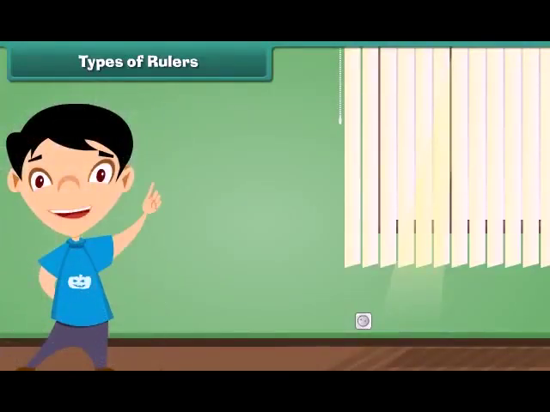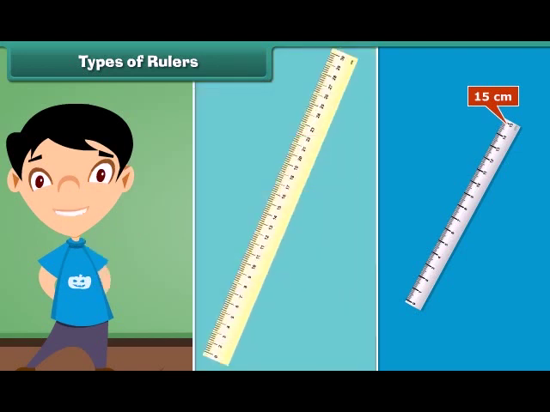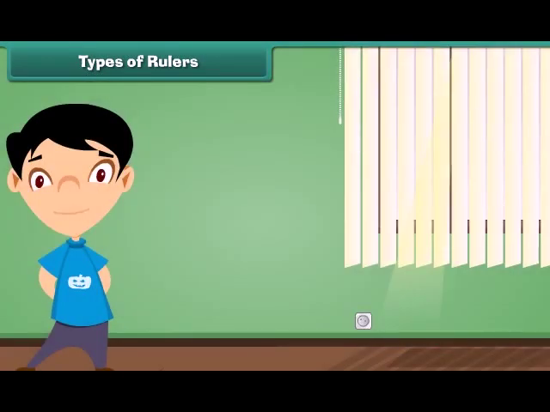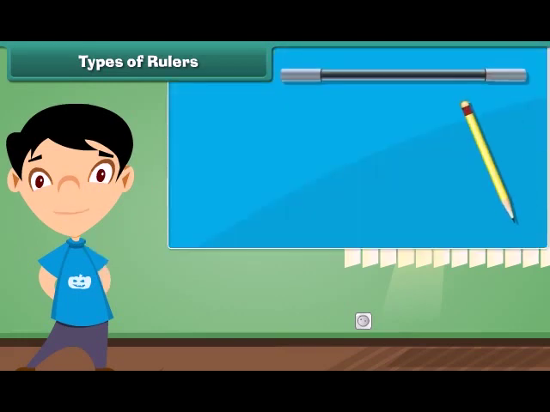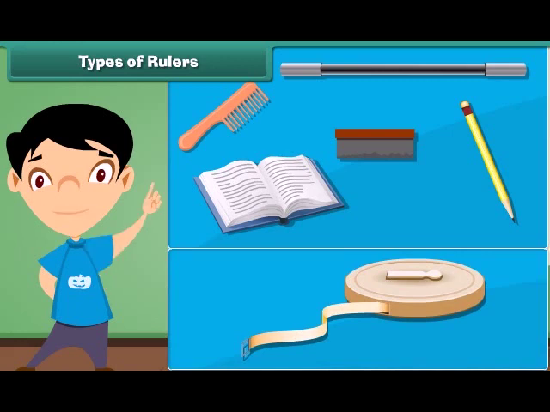A ruler comes in different lengths. The first ruler seen can measure length up to 15 centimeters. The second ruler seen can measure length up to 30 centimeters. But a ruler cannot measure all objects. A ruler is used to measure only short objects such as a pencil, stick, notebook, duster, comb, etc. A measuring tape is used to measure long things.